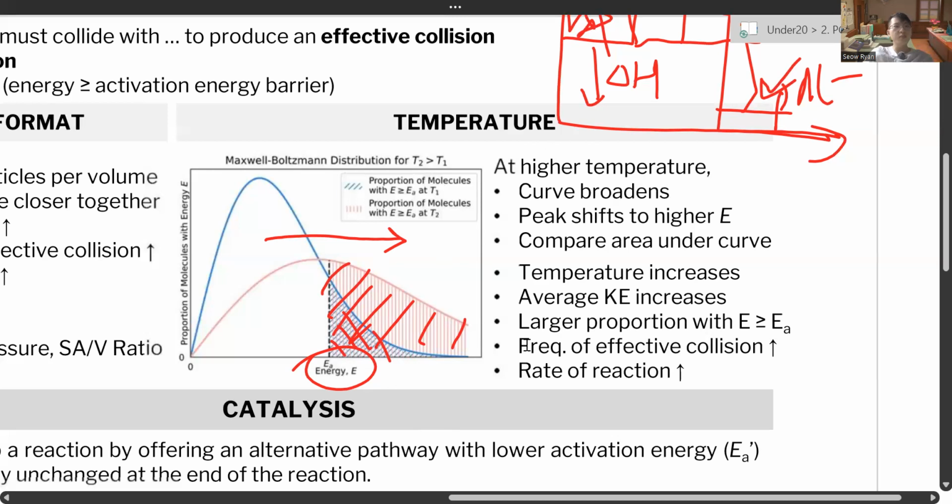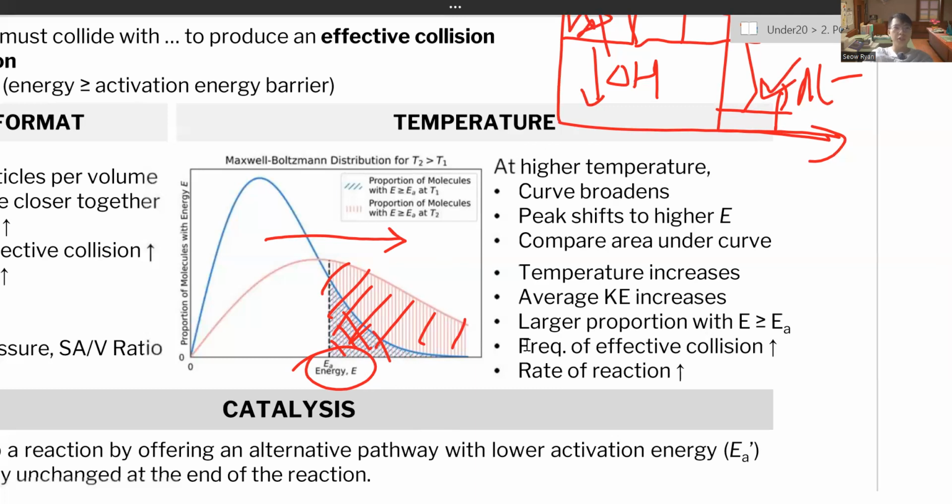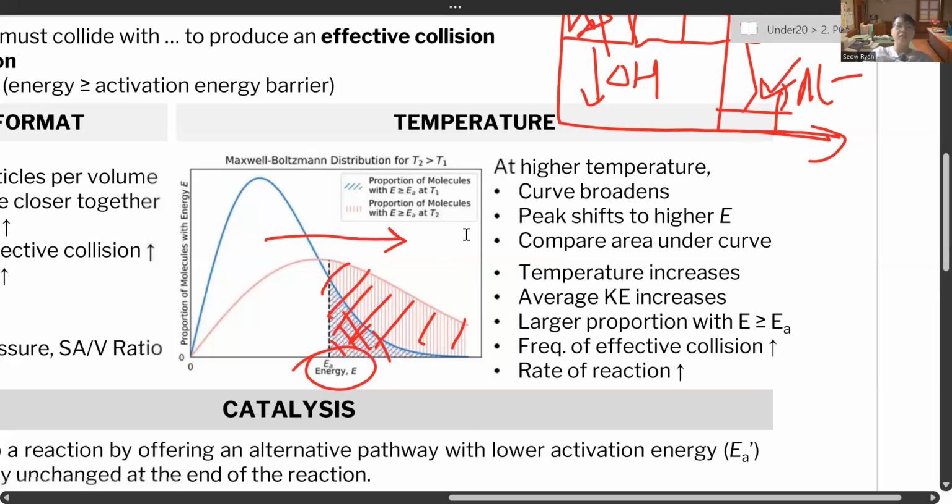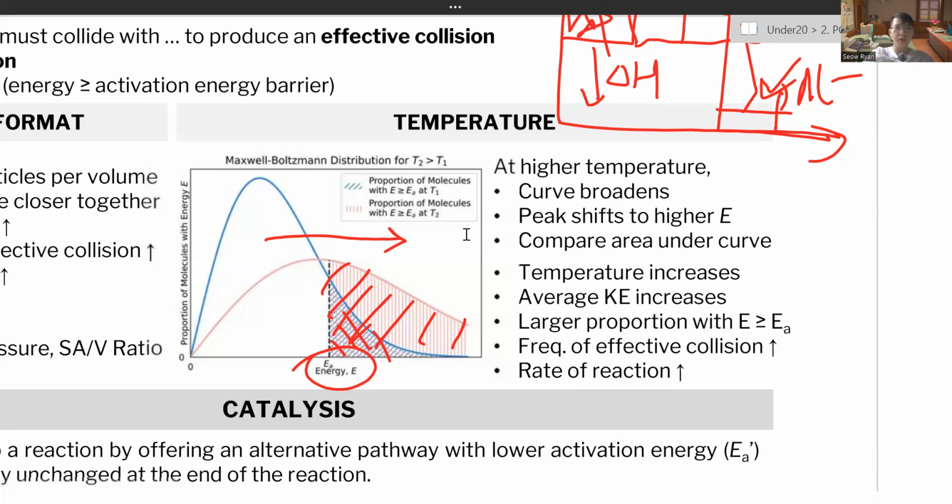Evidently from this, we can see that as the temperature increases, the average kinetic energy increases, and now there is a larger proportion of molecules with energy greater than or equal to the activation energy. This results in a higher frequency of effective collisions and therefore an increased rate of reaction.